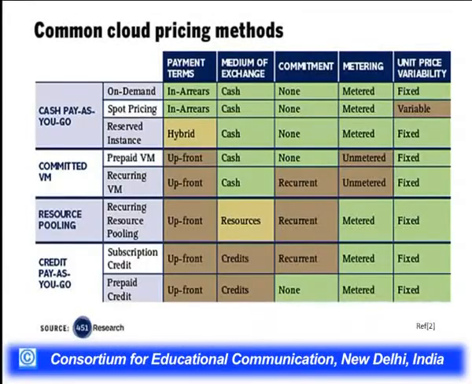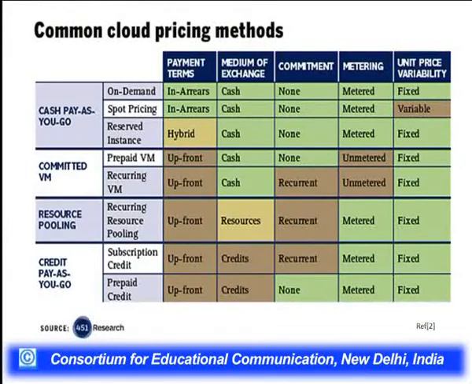In models with committed VMs, resource pooling, and credit pay as you go, there is a large upfront cost. In the cash or pay as you go model, there is no upfront cost. It depends upon your usage, and the cost is metered. What metering means is that you pay only for the amount of time for which you use the resources. That is all metered in a pay as you go model.